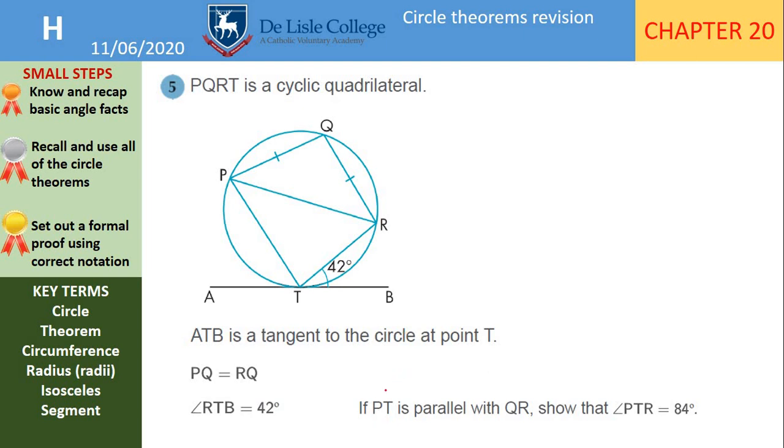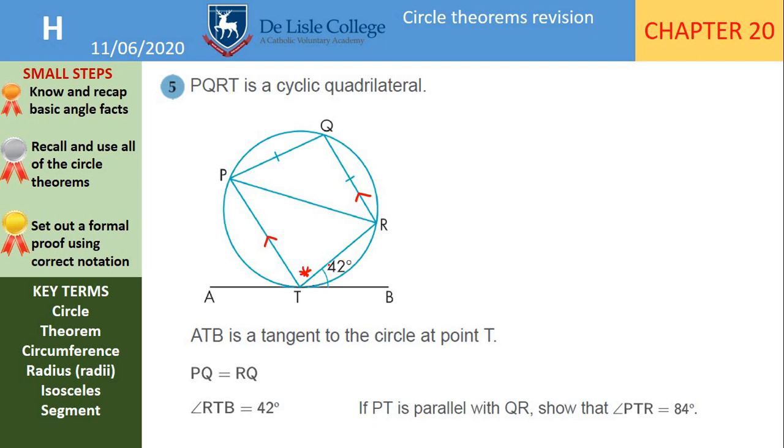If PT is parallel with QR, so let's just put arrows on, PT is parallel with QR, show that angle PTR, P to T to R, so we want to show that this angle starred here is 84. Okay, so I don't want to write it on and work backwards, I must start with what I've got. Now I've only been given the 42 here, and this looks like the alternate segment theorem.